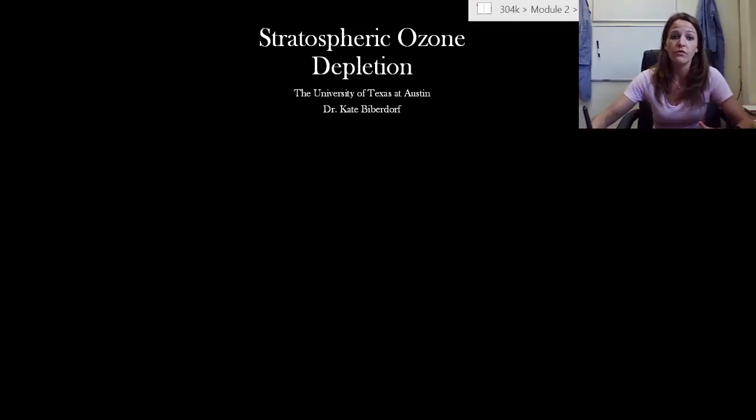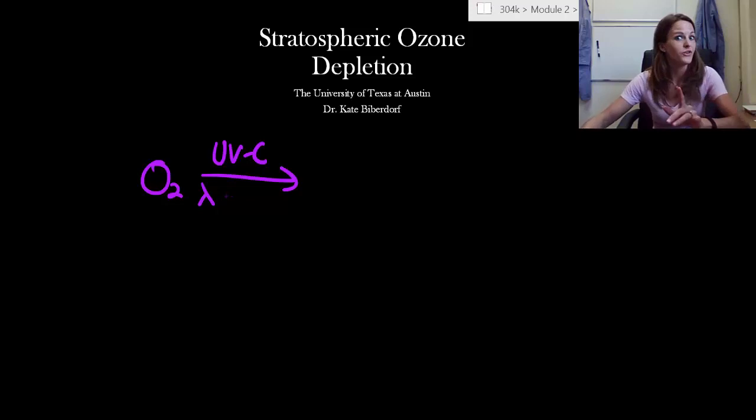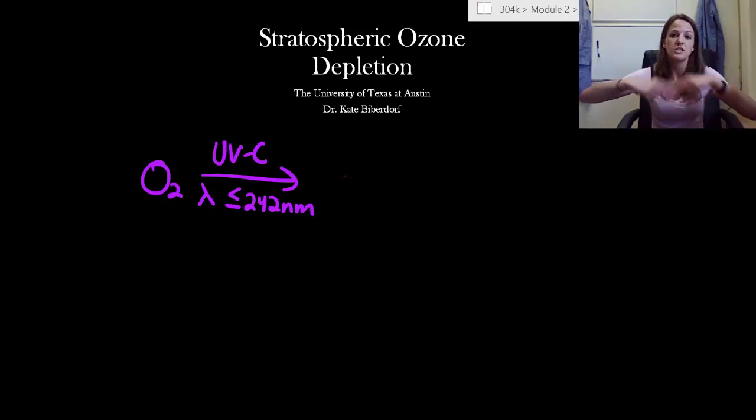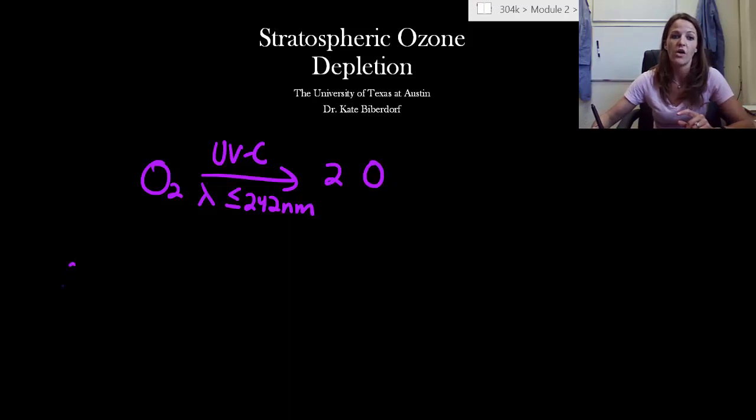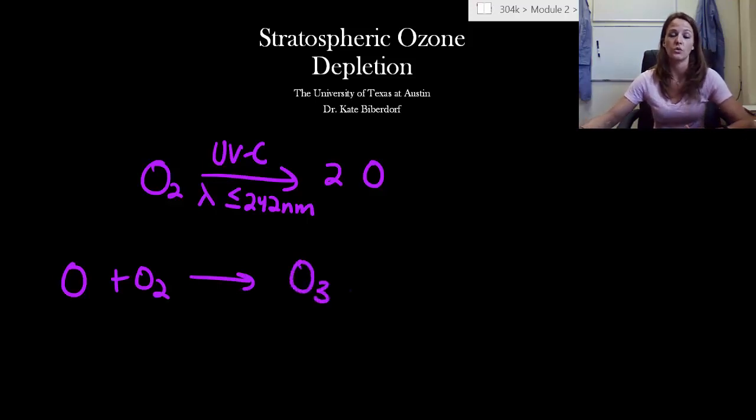So we start off with diatomic oxygen, and we know in the presence of UVC light, or any UV light that has wavelengths of less than or equal to 242 nanometers, our oxygen that has that double bond splits in half and we create two monatomic oxygen atoms. Now, these atoms then interact with other diatomic oxygen molecules. When they come together, they create an ozone molecule.